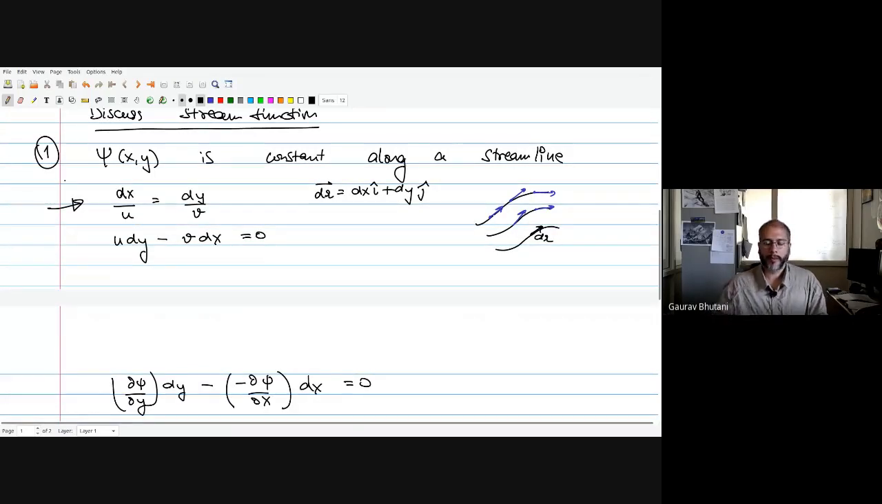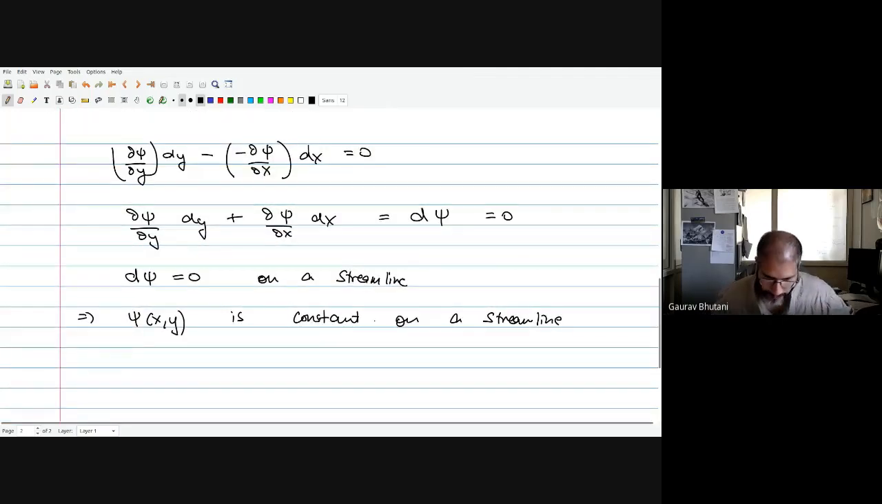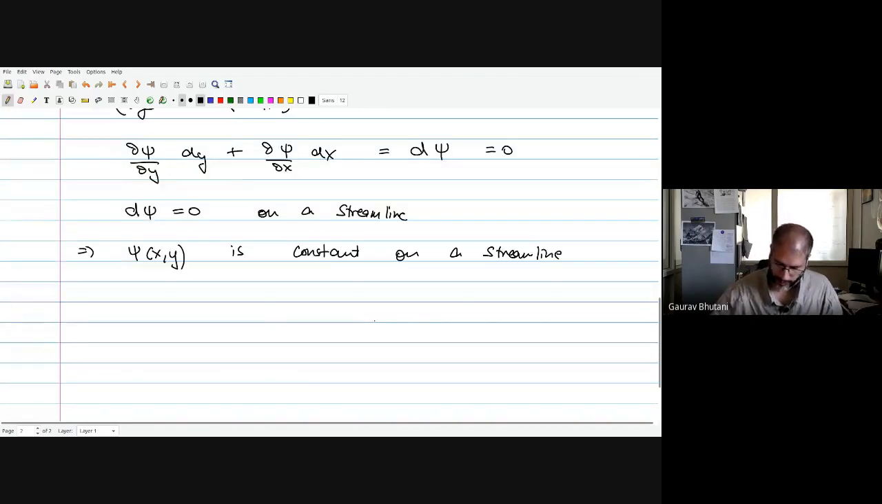Is this clear? Are there any questions? Well, if there's no question, then we will move on. Now the second interpretation for stream function, and this is the physical interpretation or physical significance.